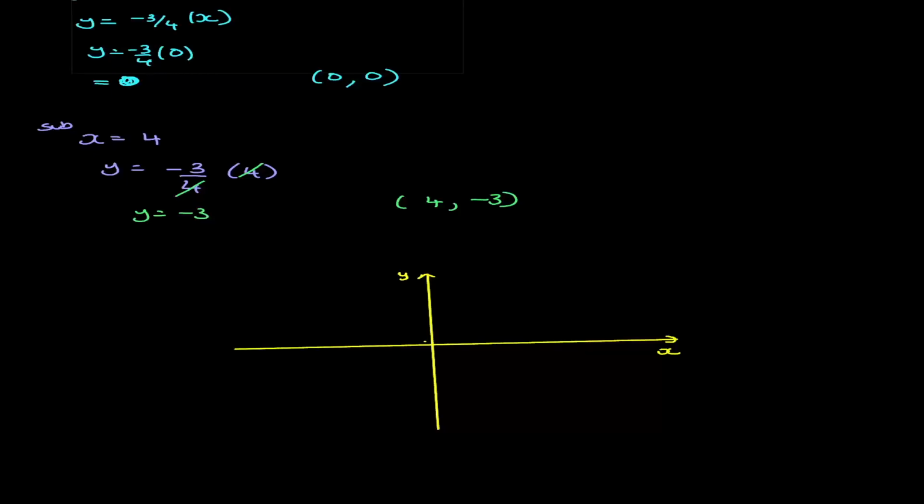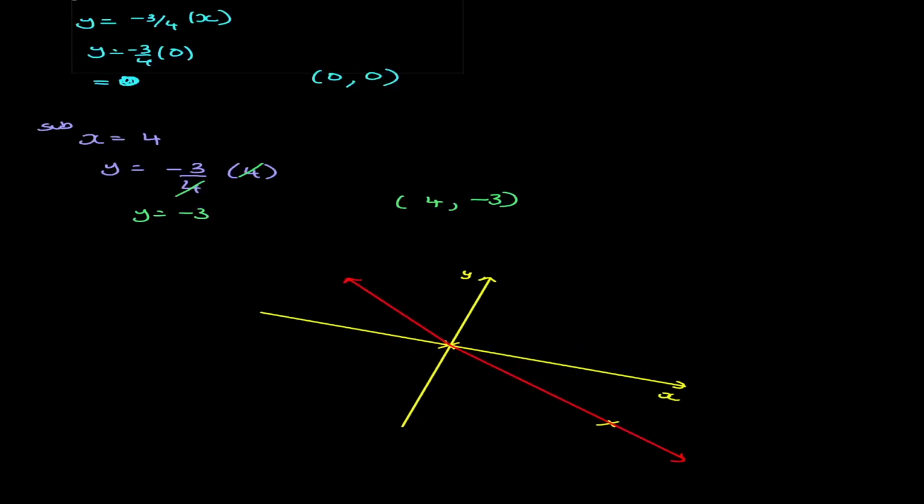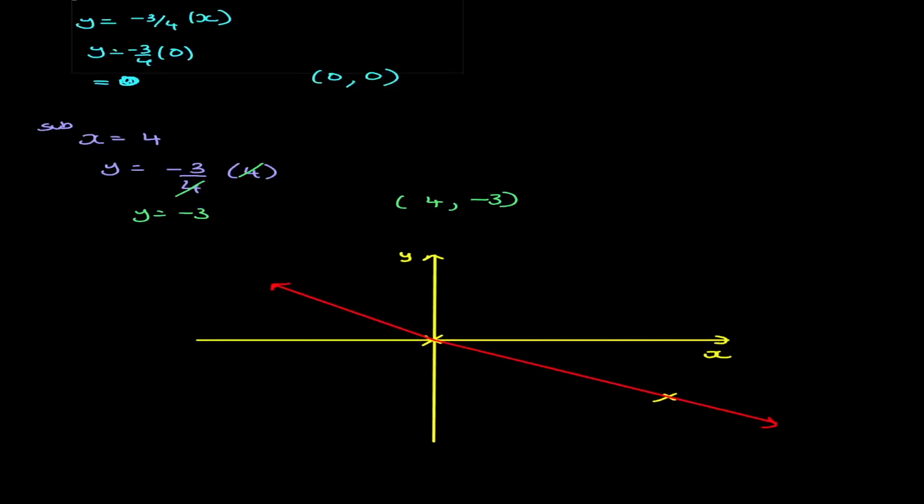And we know it goes through the origin, which is (0, 0). And when x is 4, y is -3. So let's say that's roughly here. That's just the 2 points we need. Connect those 2 points and extend that line. That should be a nice straight line. My graph looks a bit wonky as well. Hey, can I make that a bit neater? There we go.